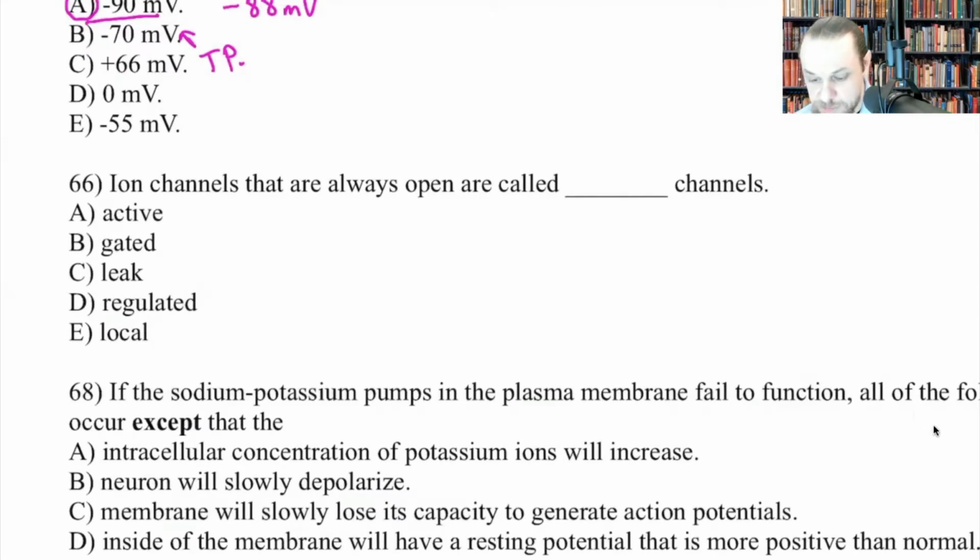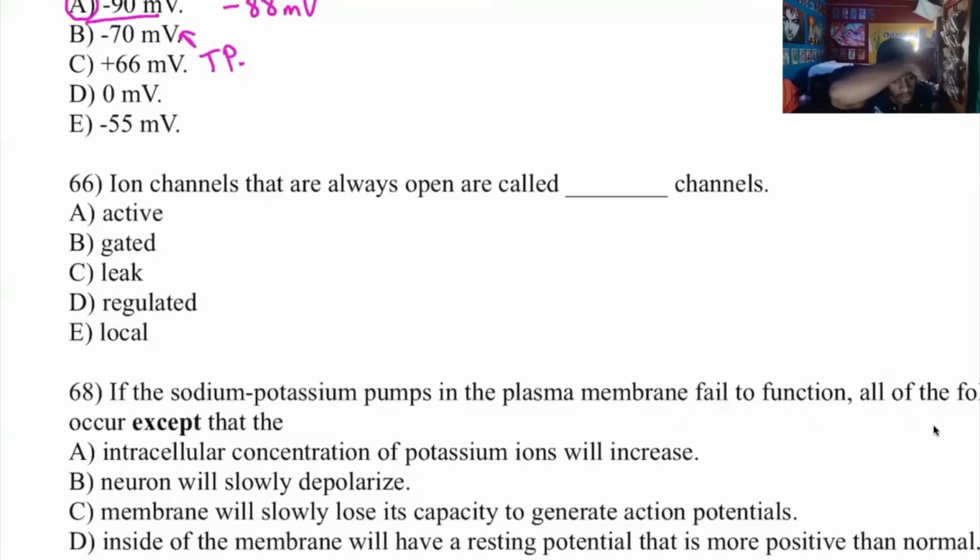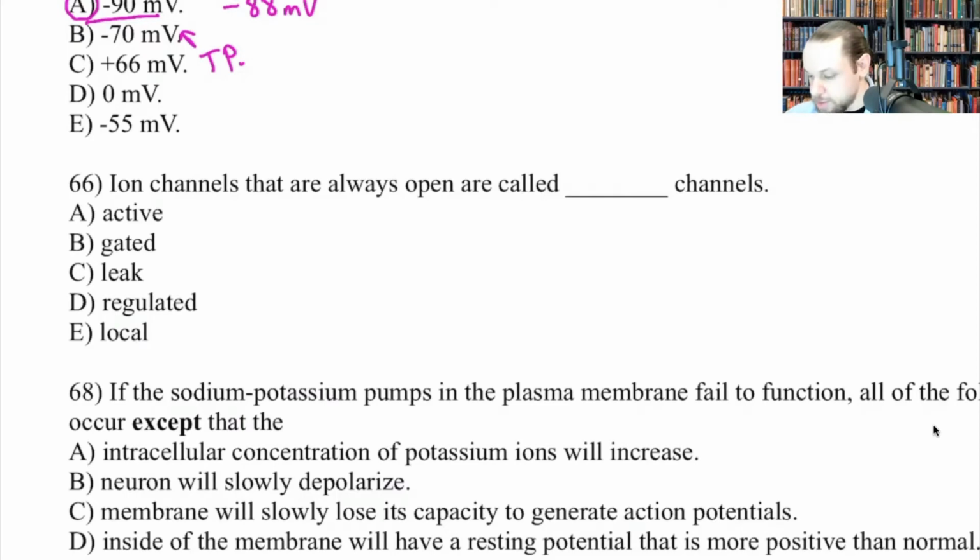We have Stephen, would you like to go? Ion channels that are always open are called, that is C, leak channels. C is correct. They are the leak channels, because the gated channels need to reach a certain threshold to be activated. But the ones that are constantly open or always open are the leak channels.